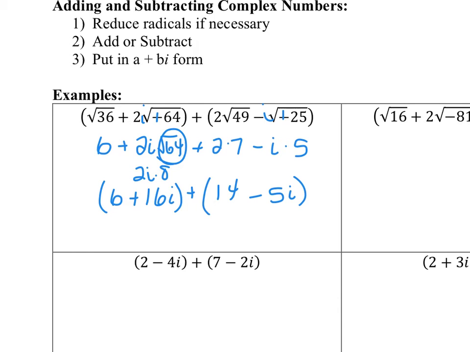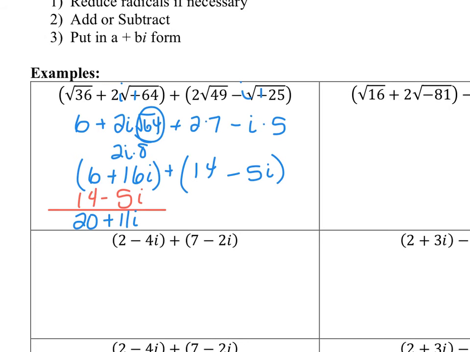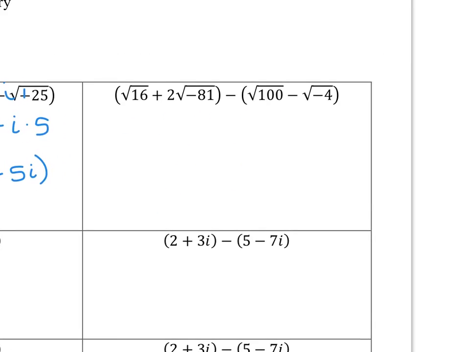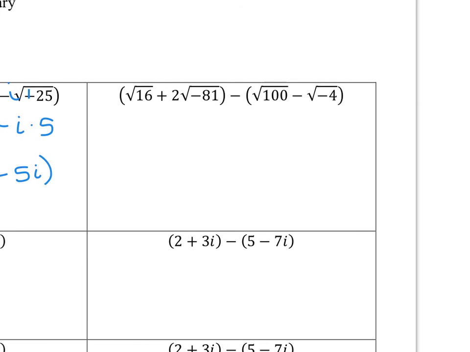If you want, you can line them up here. And then add 6 plus 14 is 20. And 16 minus 5 is 11. Okay, try this one on your own, pause it, and then come back when you're done.